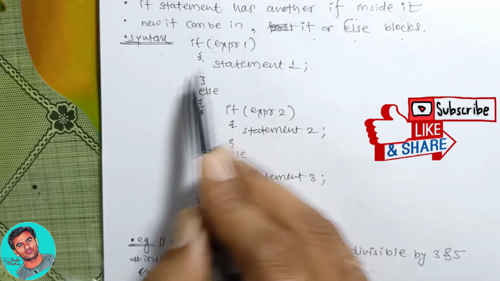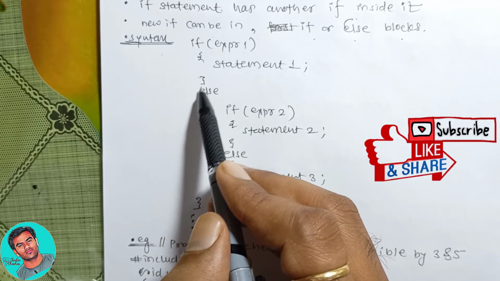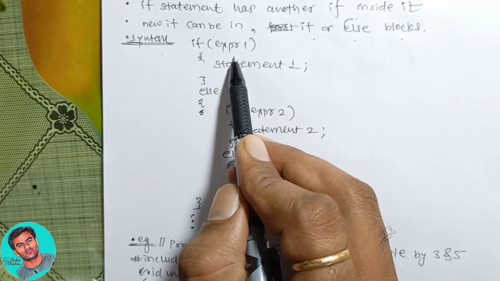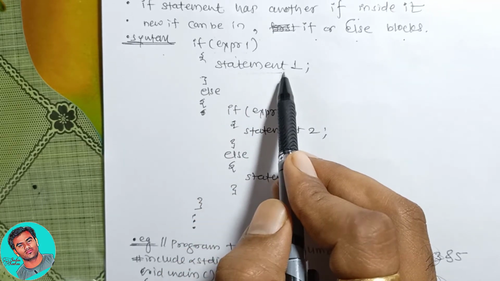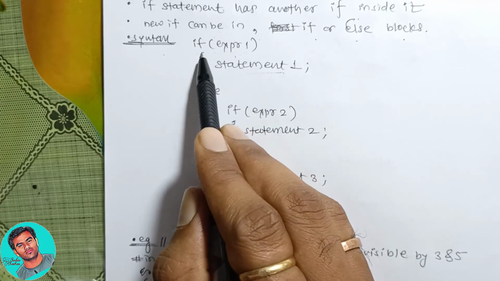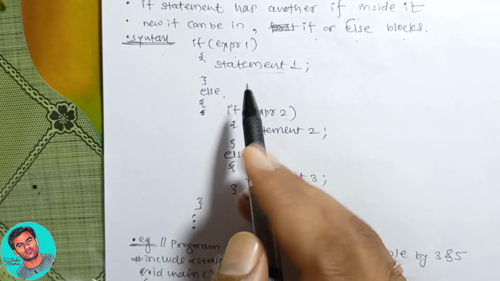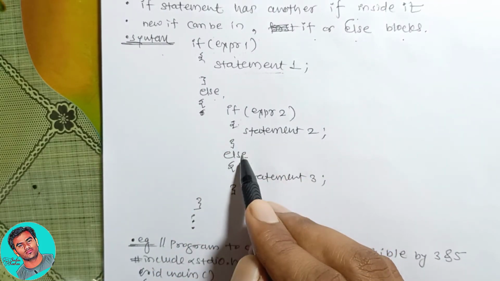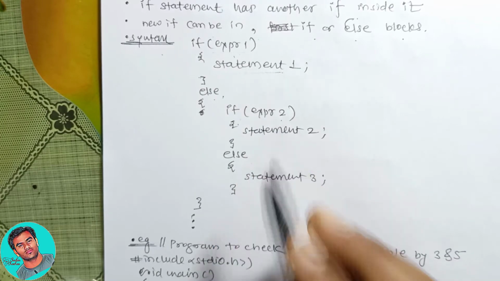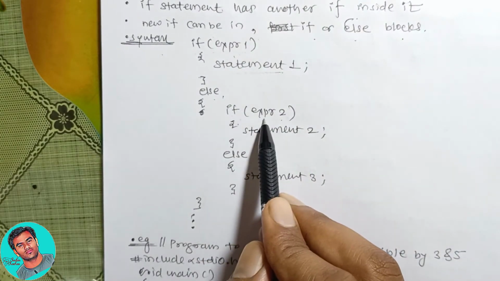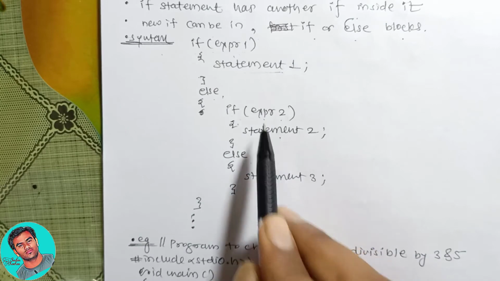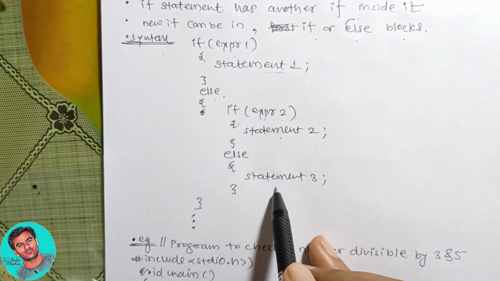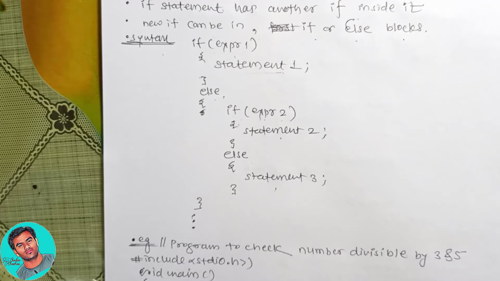If expression 1, that is the first condition, gets true, statement 1 will get executed. But if expression 1 gets false, then the else block is executed. Now in the else block there is another if-else statement. Expression 2 is the condition for this if. If this condition is true, statement 2 will get executed. If this condition gets false, statement 3 will get executed. So it is simple, like a simple if-else statement, but you have to check the conditions first.